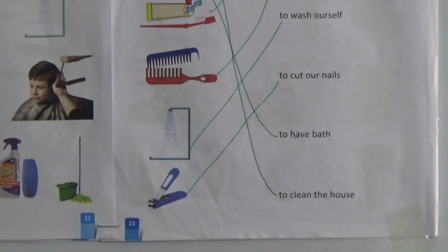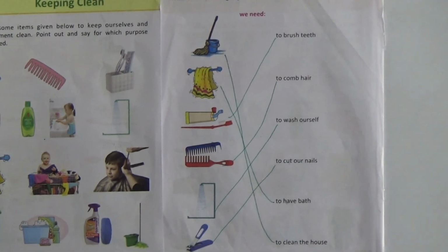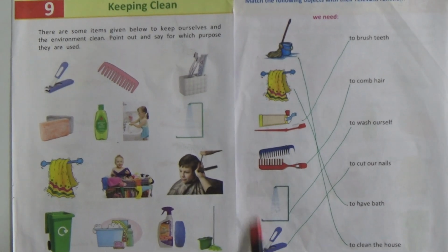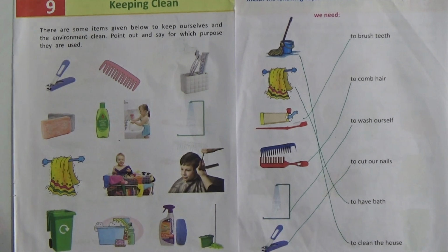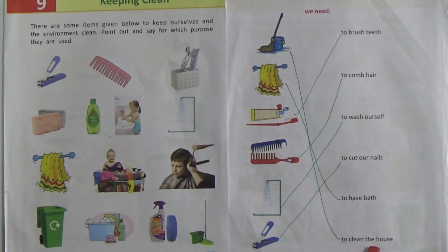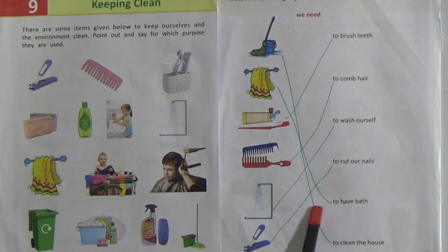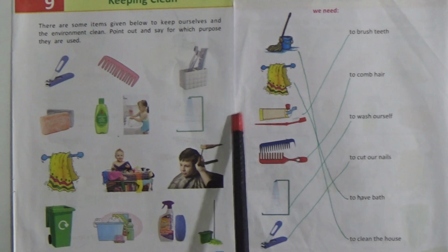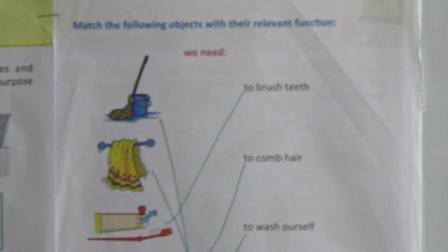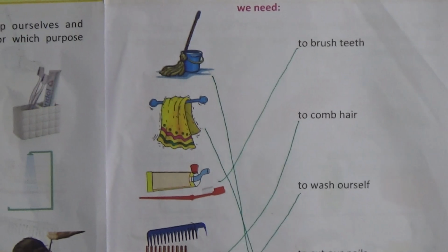Finished. Students, I have finished the matching, and it will be your homework. When you do your homework, if you can't draw these pictures, you will write only the words. Like here you will write mop, then match it with to clean the house. Here you will write only the word towel, then match it with to have a bath. And here you will write toothbrush or toothpaste, then you will write to brush teeth. Only the word you will write here if you can't draw the picture.